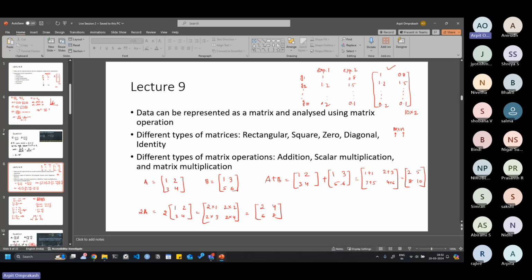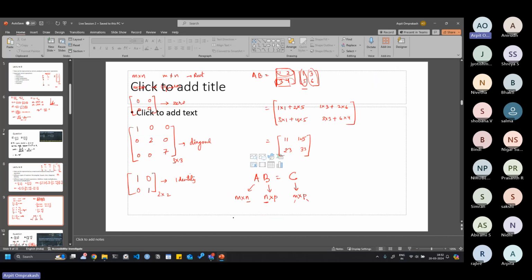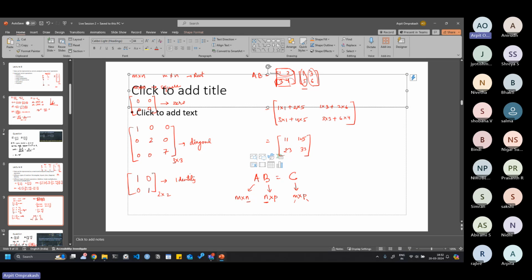We talked about how to add two matrices: you add their elements. Scalar multiplication is the same: you multiply every element with a scalar. Matrix multiplication is, let's say you're multiplying two matrices. You first take the row of the first matrix and multiply it with the column of the second one, and you write the value here, adding it. So 1 into 1 plus 2 into 5 will be here. Similarly, 1 into 3 plus 2 into 6 will be here. 3 into 1 plus 4 into 5 will be here. 3 into 3 plus 4 into 6 will be here. Okay.